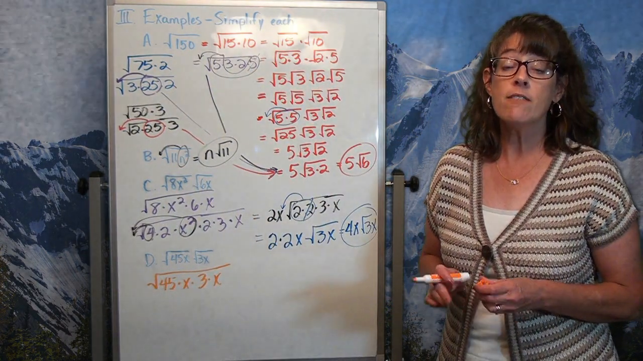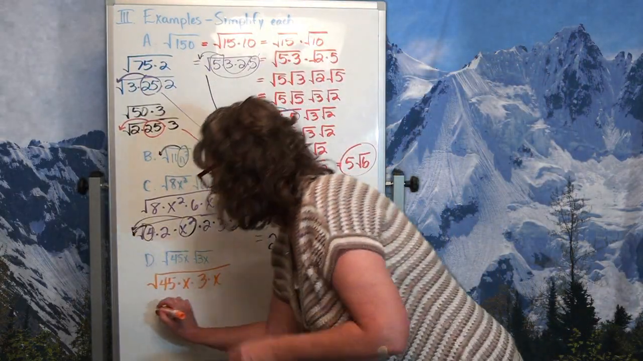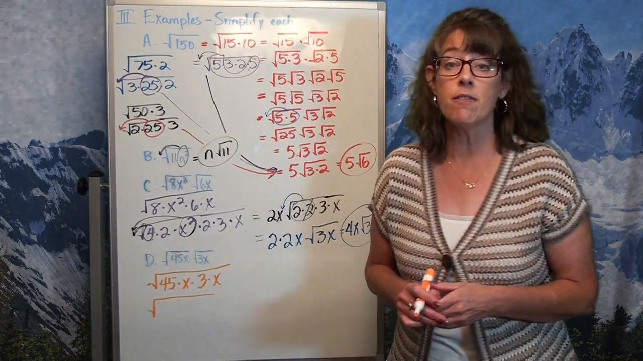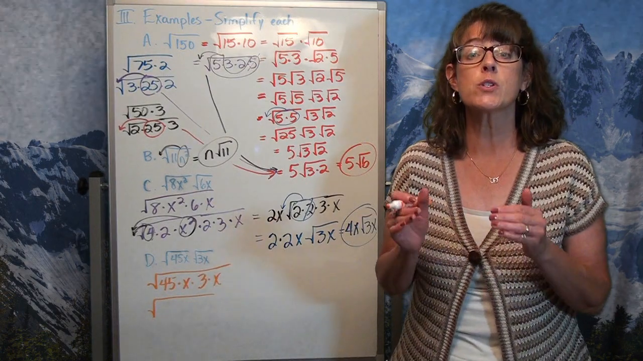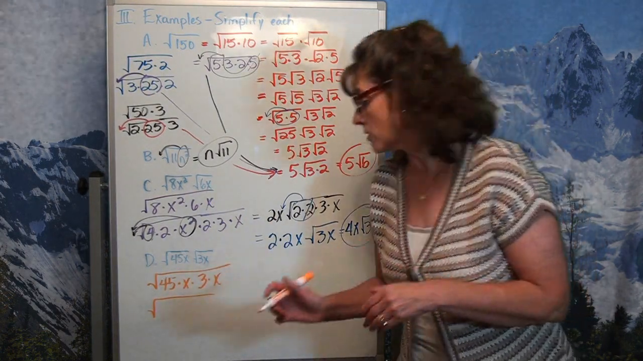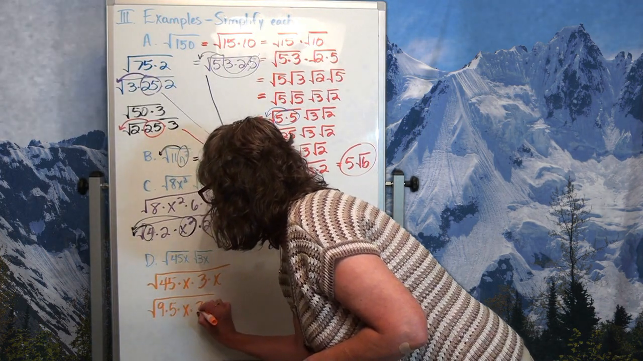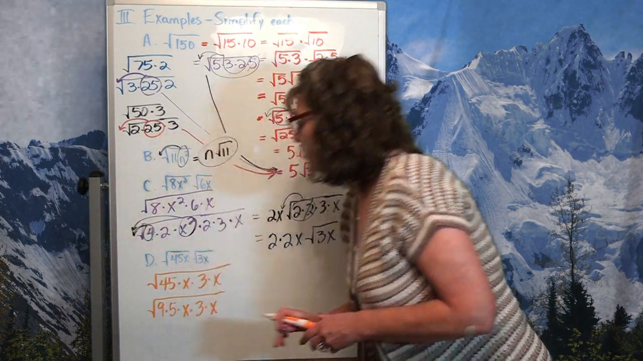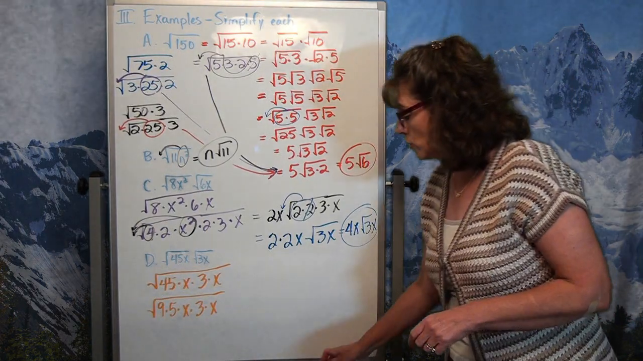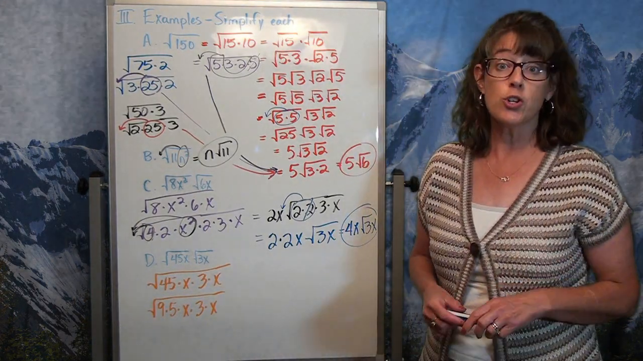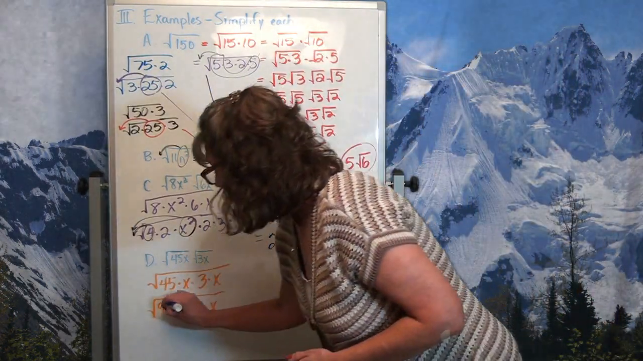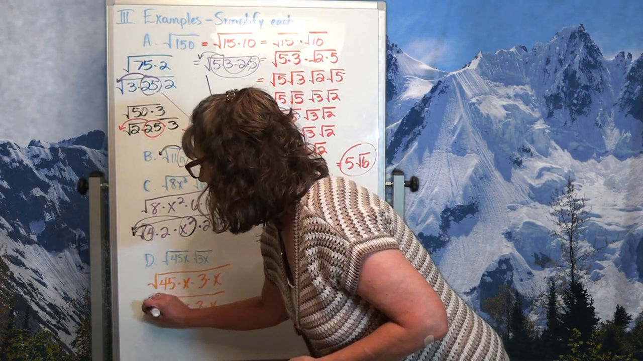Now that 45, I do know that it is 9 times 5. You may have thought of 3 and 15. That's perfectly fine. Look for perfect squares and pairs. So 45 is 9 times 5. And again, looking for perfect squares and pairs. Do you know the square root of 9? Sure do, because 3 times 3 will give me a 9, so I'm going to take its square root out.